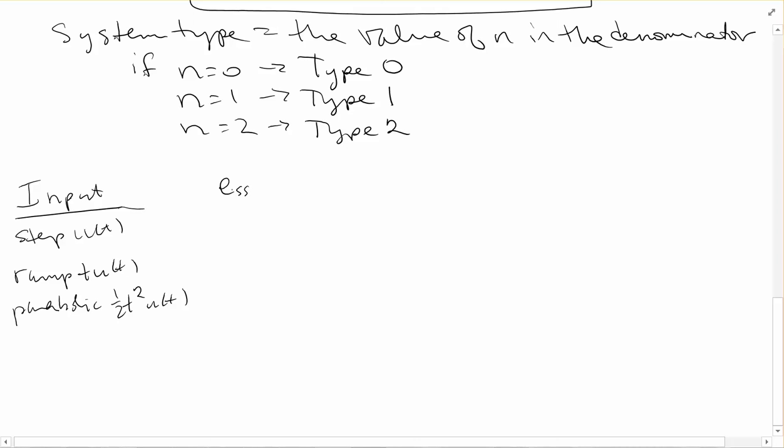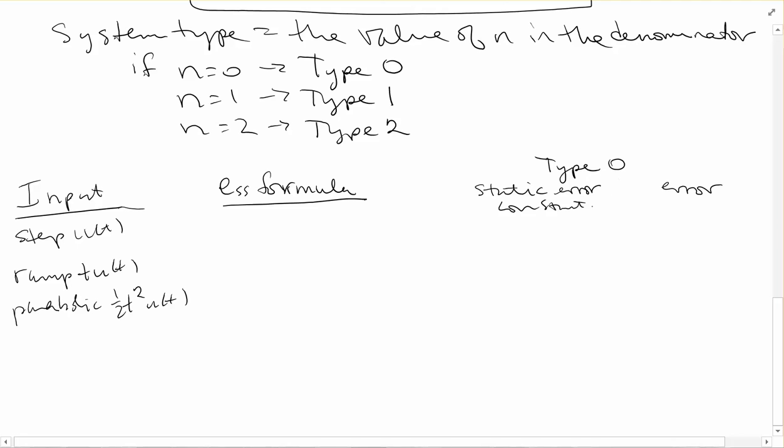And now our next column, let's do steady state error, the formula for that. And for the next one, let's have a column for type 0. And then underneath this type 0, let's have two columns. So we're going to have static error constant, and then we'll have error. And after we finish that, I'll scroll down and I'll do type 1 and type 2.